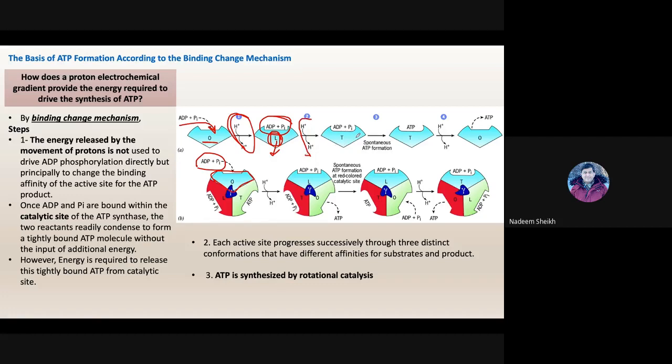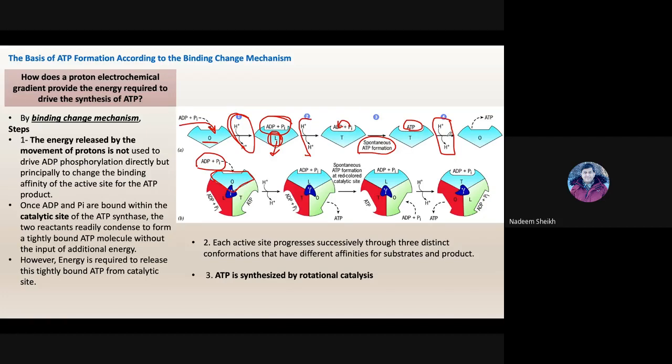It causes the rotation. That rotation leads to spontaneous ATP formation, in which the inorganic phosphate has formed a bond with ADP. Now this is converted into ATP. Now in the third step, the movement of protons will produce energy, but that energy is not going to do anything with the catalytic attachment and phosphorylation.